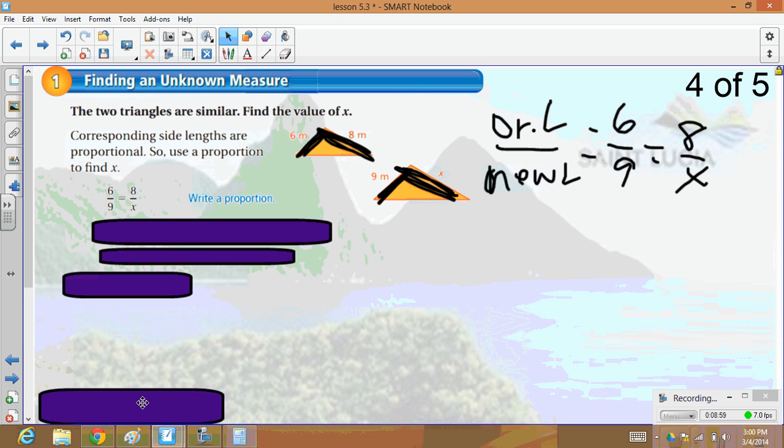So what I'm going to do is I'm going to use the cross product. Sorry if you guys hear noise in the background, it's just Dante running around.